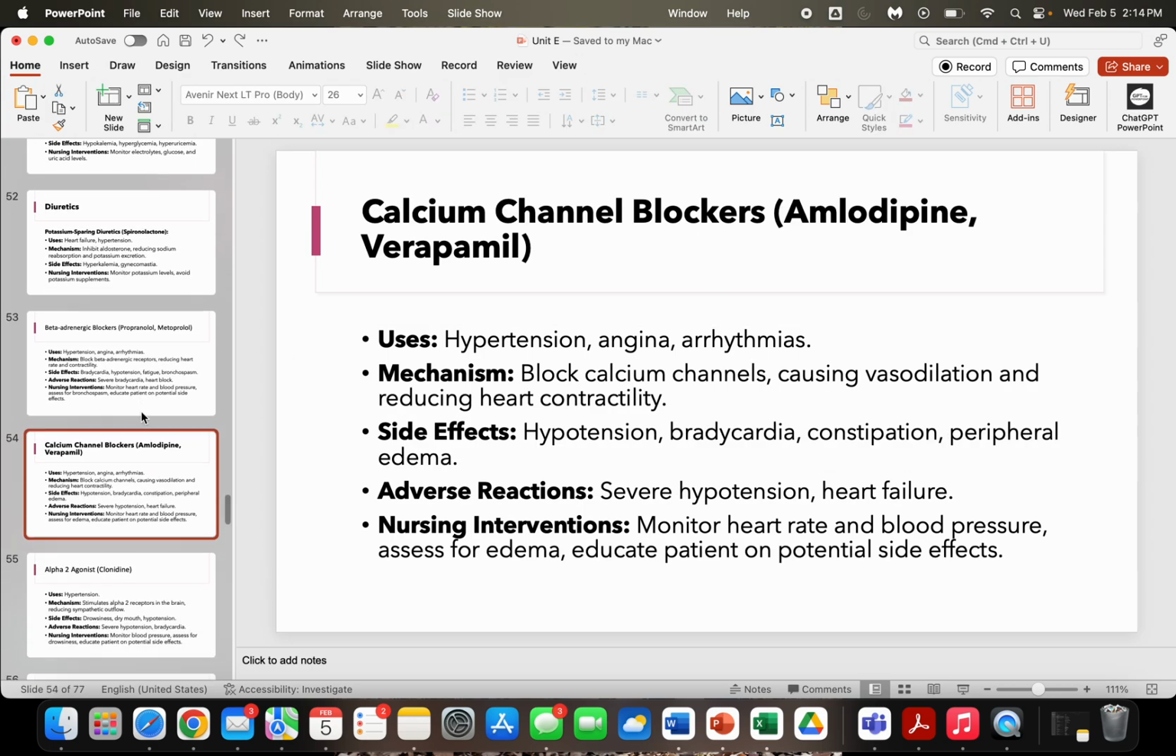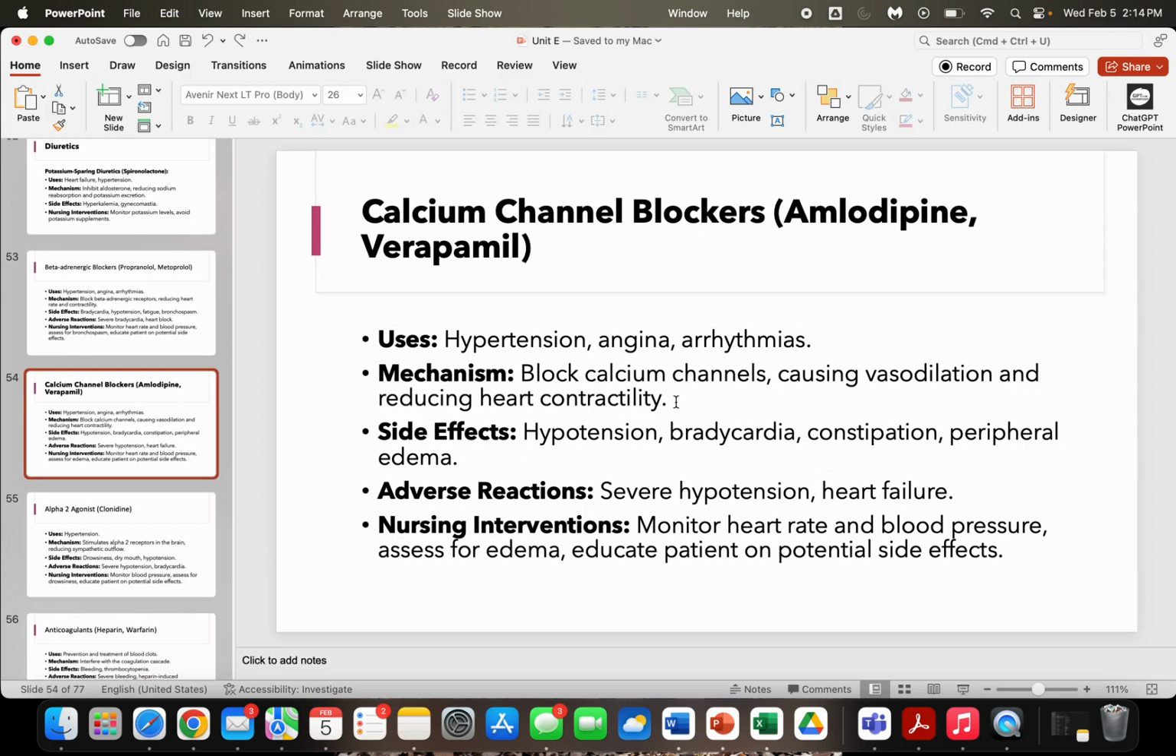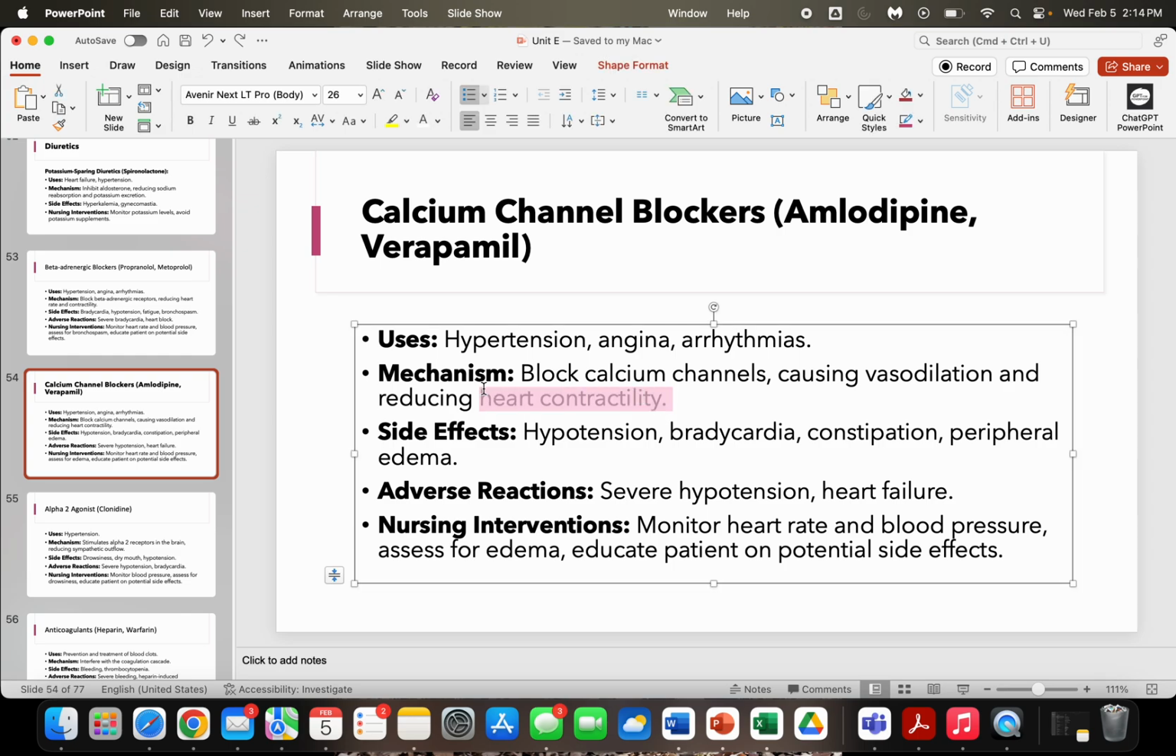Calcium channel blockers. So their mechanism, they block the calcium channels in the heart and actually cause vasodilation and reduce the contractility of the heart. So it allows more blood to flow through the vessels around the heart, okay? Same issue can occur with calcium channel blockers as can occur with beta blockers. So you can result in hypotension, bradycardia.